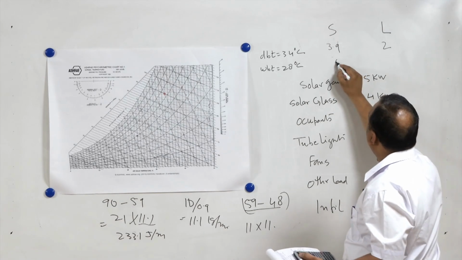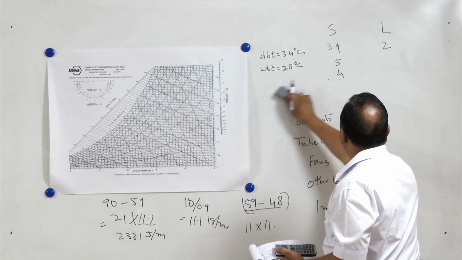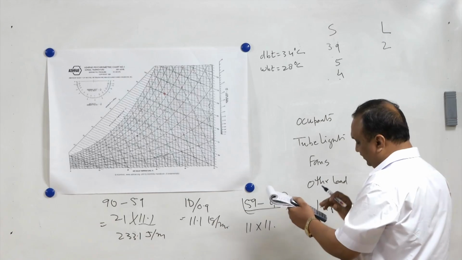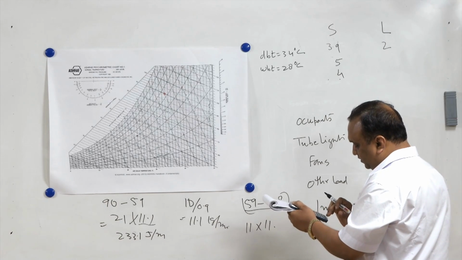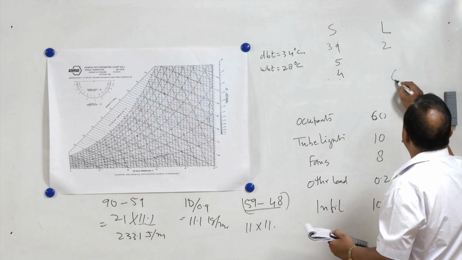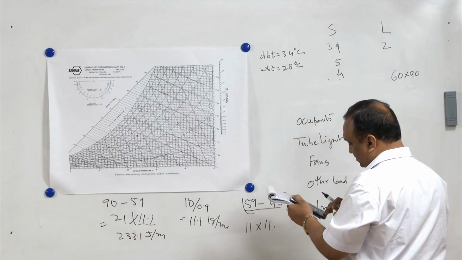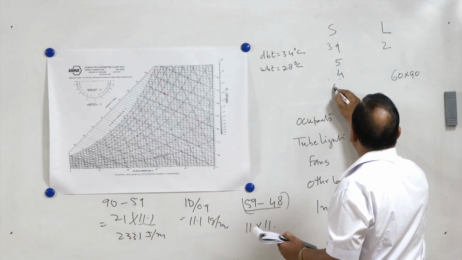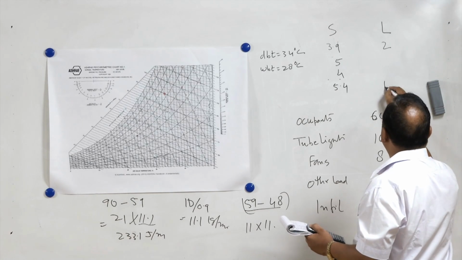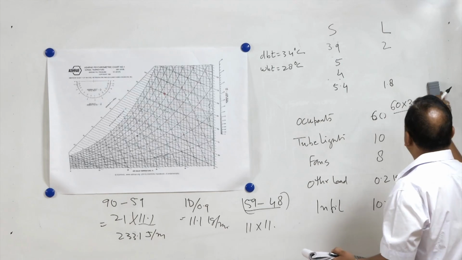Solar gain 5 kilowatt, glass 4 kilowatt, okay, occupants 60. 60 into 0.9, 60 into 90 watt. So it is going to be 5.4 kilowatt. Sensible heat and latent heat is 1.8 kilowatt because 60 into 30 watt. So this is going to be 1.8 kilowatt.